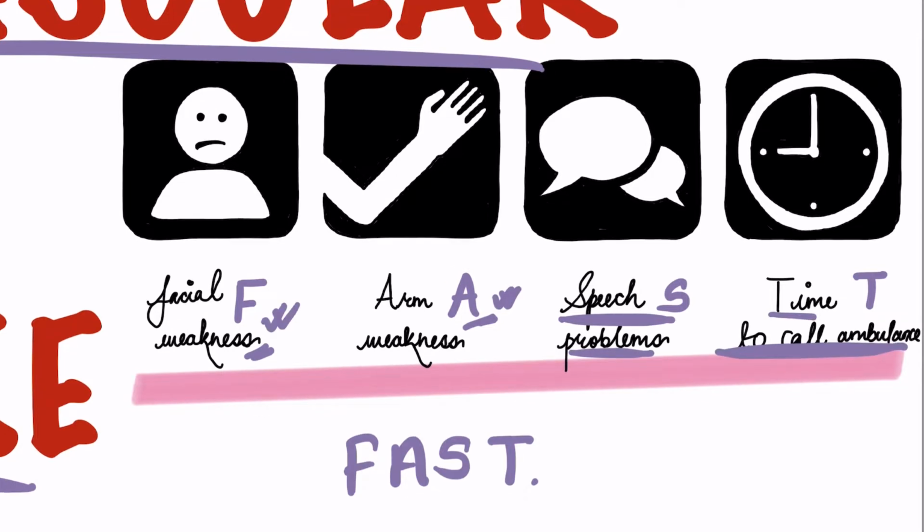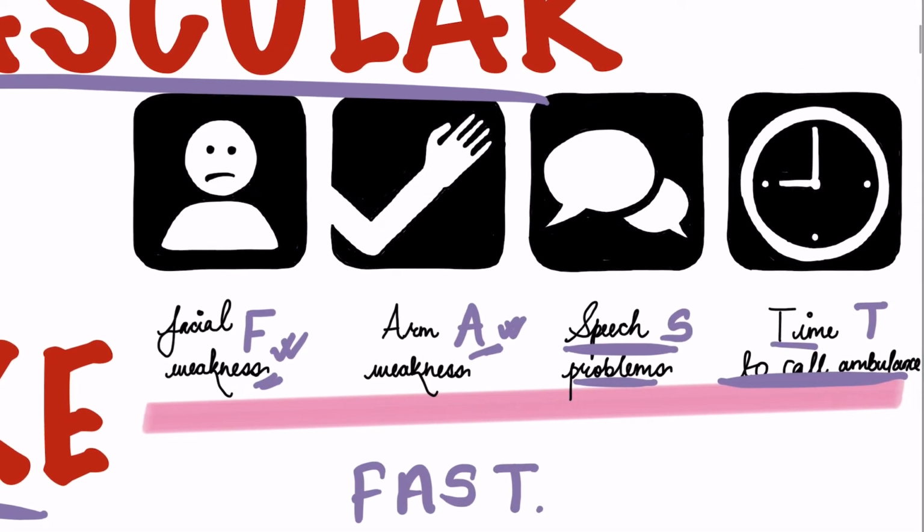If we see any person who has facial weakness, and when we tell the person to raise the arms, we can see that there can be arm weakness, and when we tell the person to speak, if there are speech problems, then these are most likely to be the symptoms of stroke, and hence it is time to call the ambulance, or time to take the patient to the hospital as soon as possible. These are the most common symptoms of stroke.